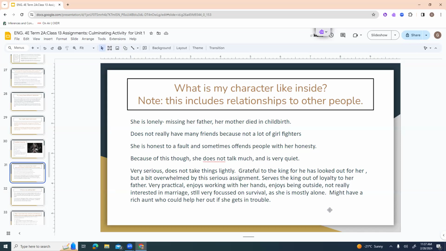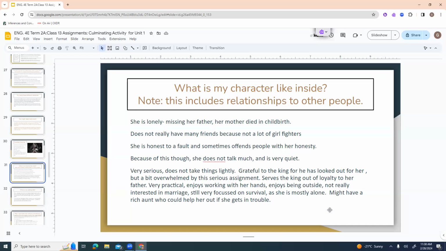She's honest to a fault and sometimes offends people with how honest she is. Because of this, though, she doesn't talk very much and is quiet because she doesn't want to offend people. She's very serious. She does not take things lightly. She's grateful to the king because he's looked out for her, but she's a bit overwhelmed by this very serious assignment. She's serving the king out of loyalty to her father.